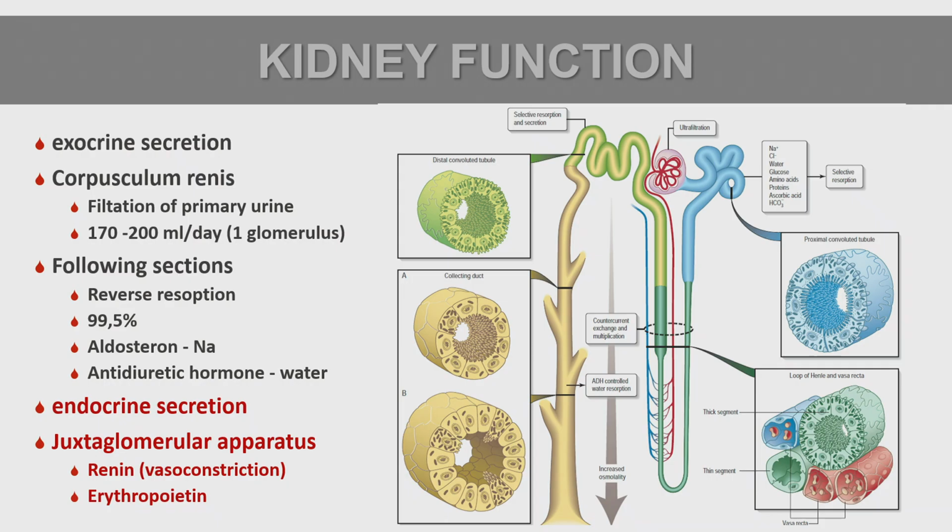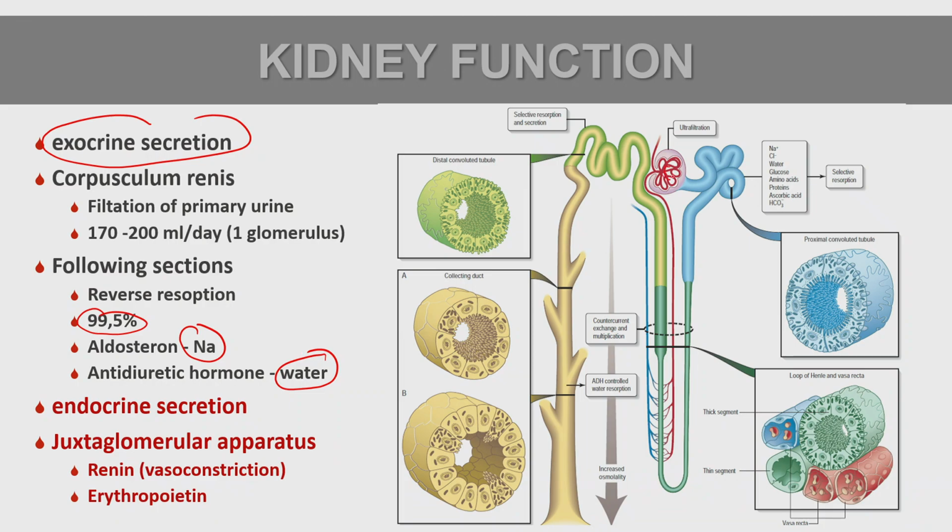Here primary urine is created by ultrafiltration of the blood. This is part of exocrine secretion. The corpusculum renis forms 200 milliliters of urine a day. We have thousands, millions of them. Then 99 and more percent of all production is resorbed by the tubular system. It's guided by aldosterone for resorption of natrium, and water resorption is guided by antidiuretic hormone.